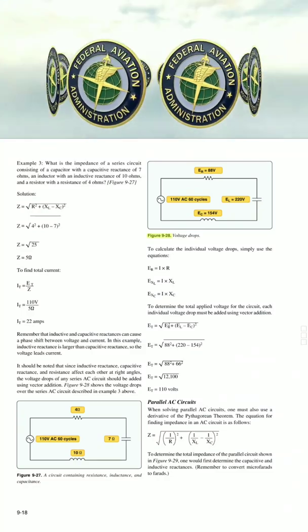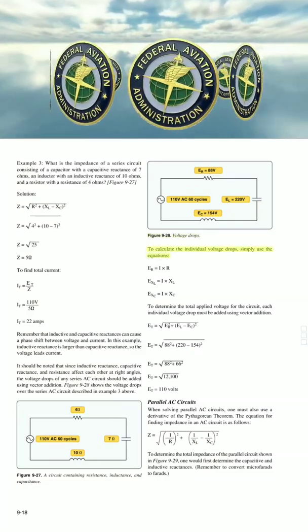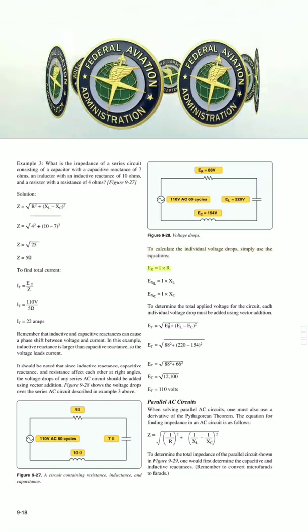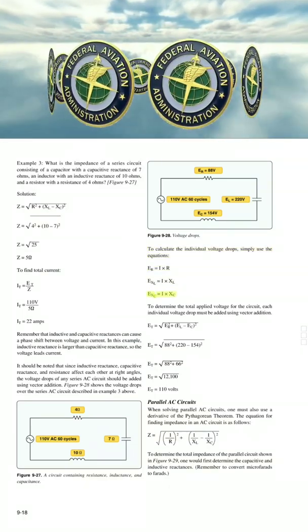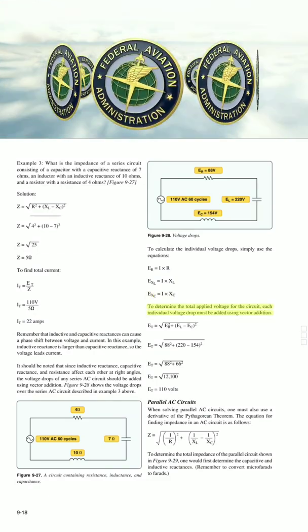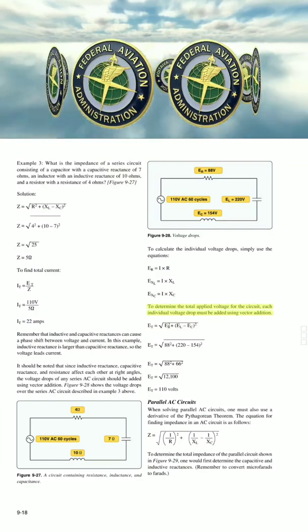Figure 9-28. Voltage drops. To calculate the individual voltage drops, simply use the equations. ER equals I times R. EL equals I times XL. EC equals I times XC. To determine the total applied voltage for the circuit, each individual voltage drop must be added using vector addition.